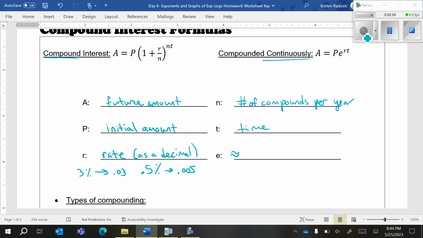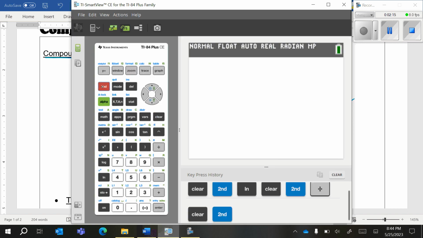E is a number, which is also a button in your calculator. It is the number 2.718. In order to get to it, you're going to hit second, ln, and ln is next to the number 4. So second, ln will get you e with an exponent. Second, divide will also get you e, but there will be no exponent. And you can see it's 2.718, and it goes on forever.